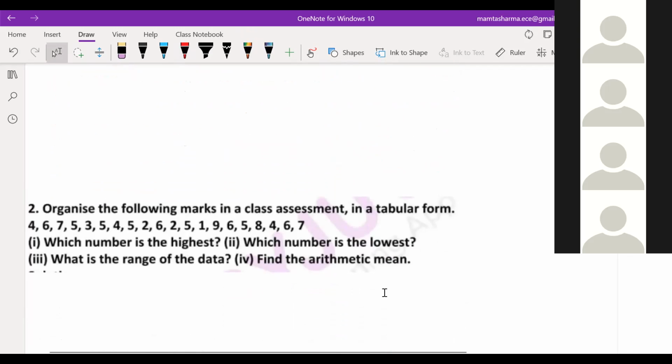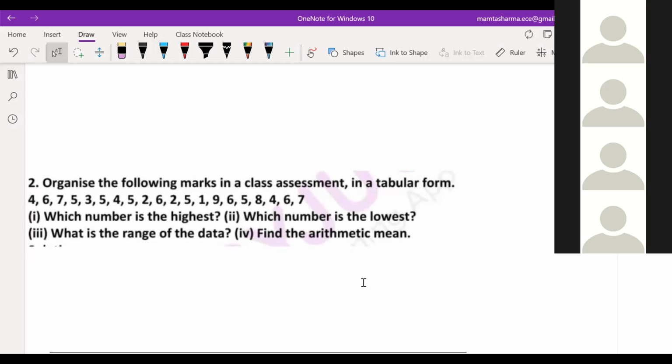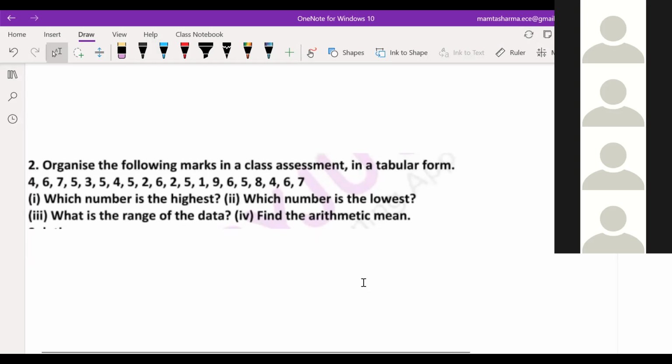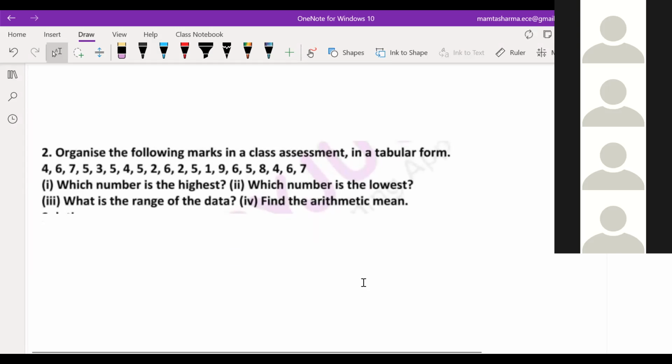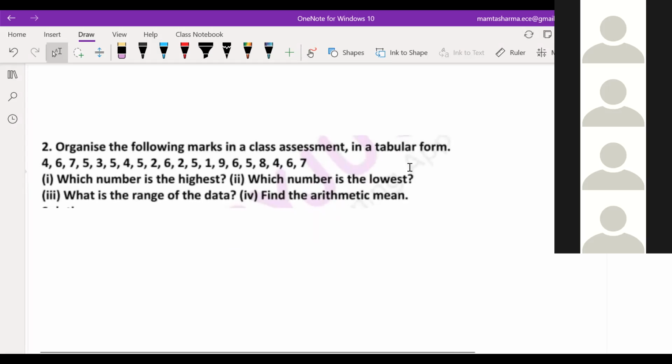Okay, now do the next question. Now see, if the number of observations is more, then what will you do? It will be quite difficult to add them. So first arrange them in a tabular form. Organize the following marks in a class assessment in a tabular form, and find which number is the highest, which is the lowest, the range of data, and the arithmetic mean.